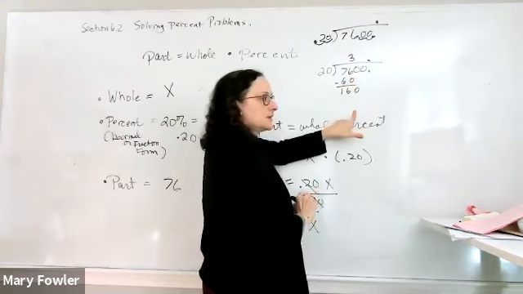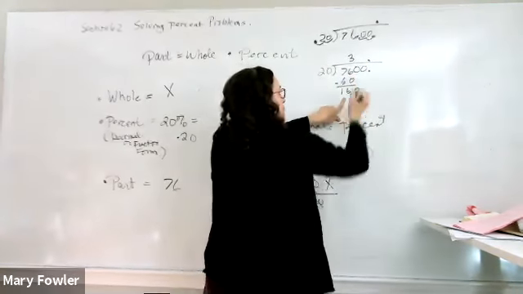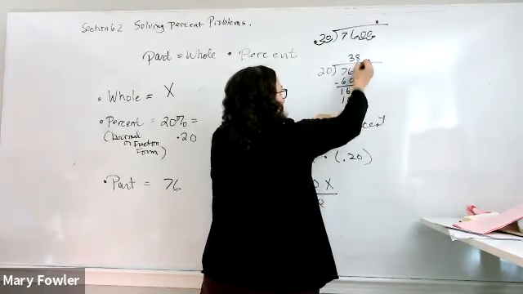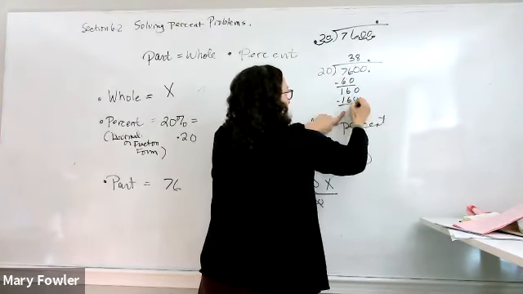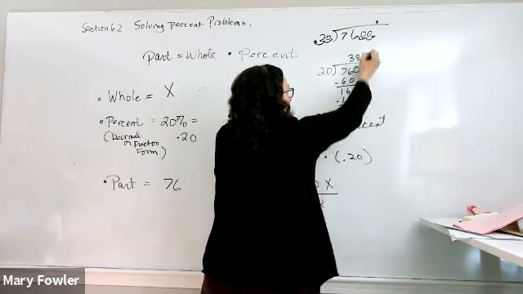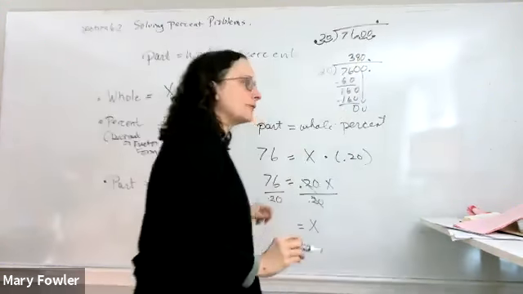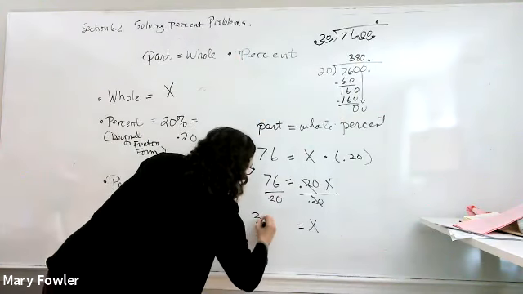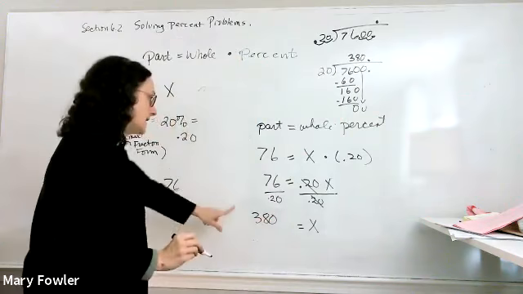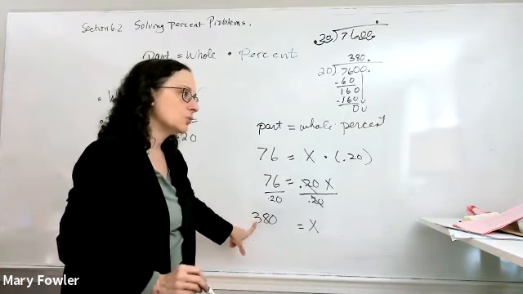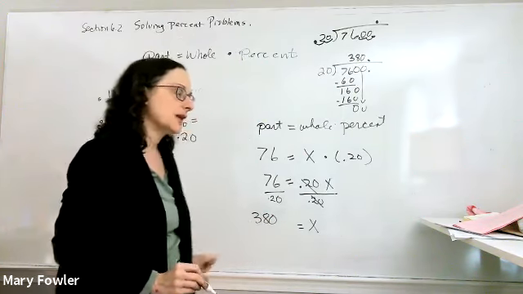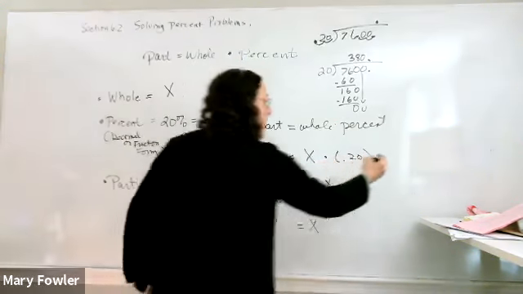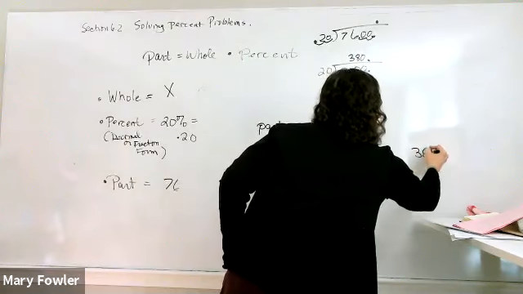And we're going to bring down a 0. So 20 goes into 160 8 times. 8 times 20 is 160. And then we bring down the last 0. So we have 380. And let's think about whether that makes sense. What is 20% of 380? We hope it's 76. And it would be good to check, right? So that's how we might check these problems.